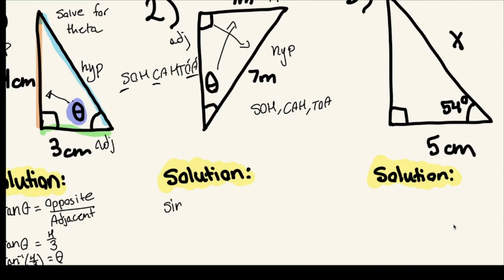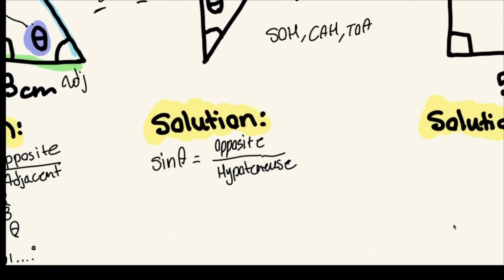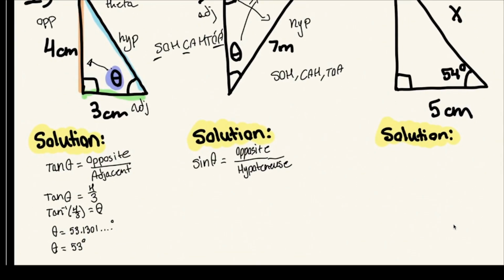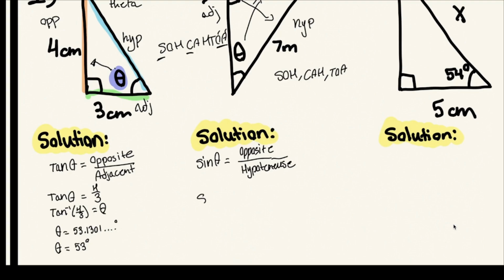So the formula is sine theta equals opposite over hypotenuse. And then now, what are the measurements? So the opposite side length is 4. The hypotenuse is 7. So sine theta equals 4 over 7.